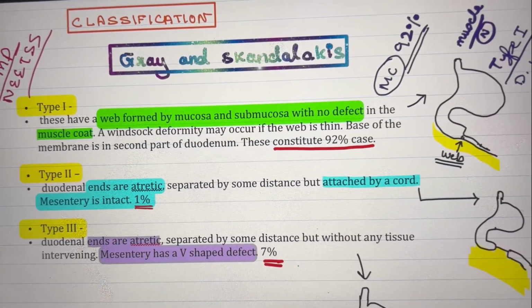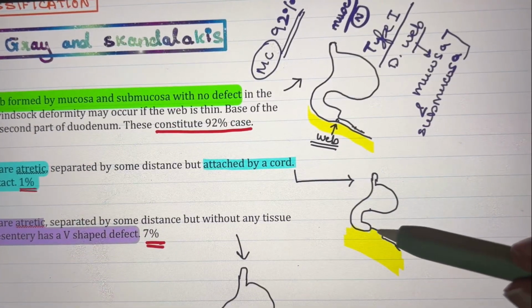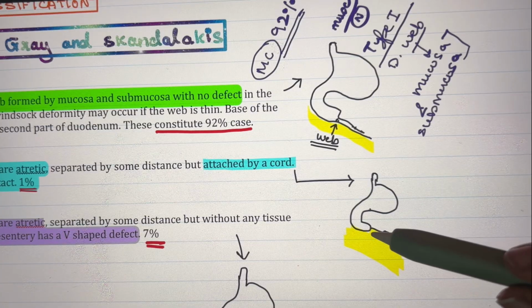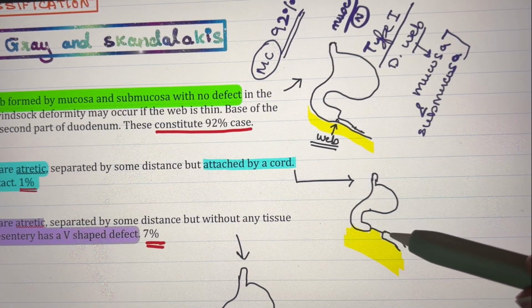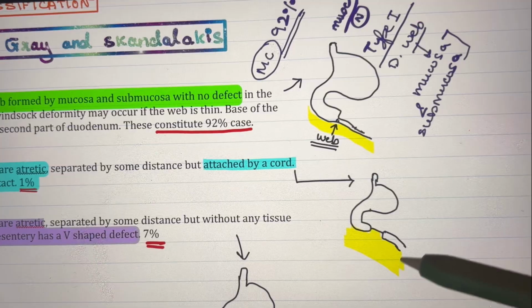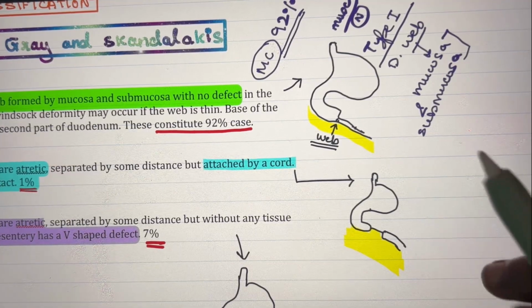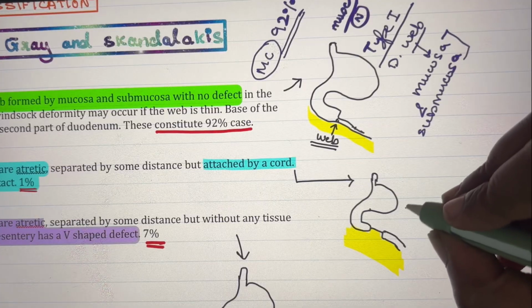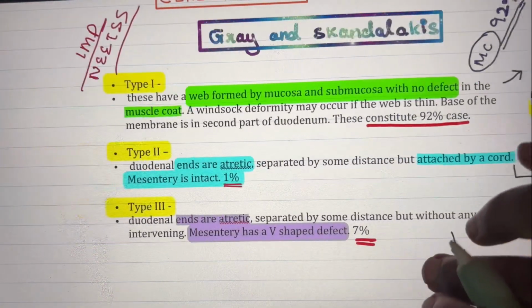Type 2. Now in type 2, look at the diagram first. In type 2, the two ends are atretic, but these ends are attached by a cord. The yellow color denotes the mesentery, and the mesentery is intact. There is no defect in the mesentery. This is type 2 duodenal atresia, seen in 1% of cases.